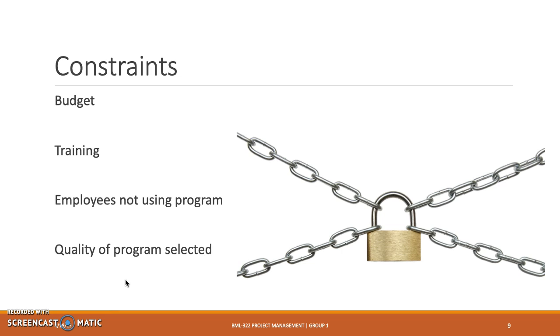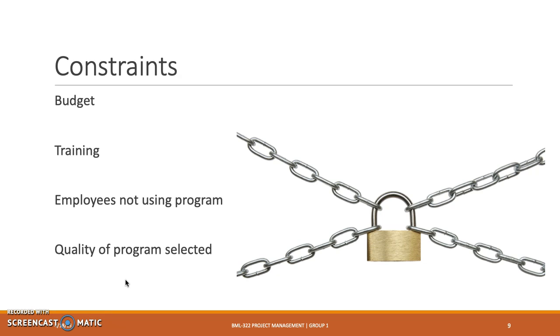Last but not least, we come to our constraints, something that every project has, and the main one here being the budget, and finding within our current budget the place that we can fit this, whether that's expanding, moving things around, making sure that this will work for us. The next would be training.